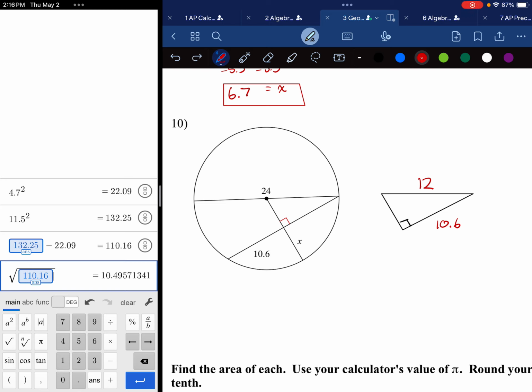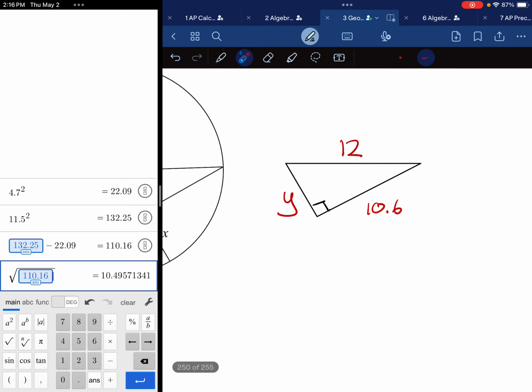And I don't know what you are. Let me call you y. I want to call you x, but x is already taken. So I'll call you y. If I can figure out y, then I'll have that length. And I can just do the radius, this entire length is 12, minus this number to get x. So let's find y first.